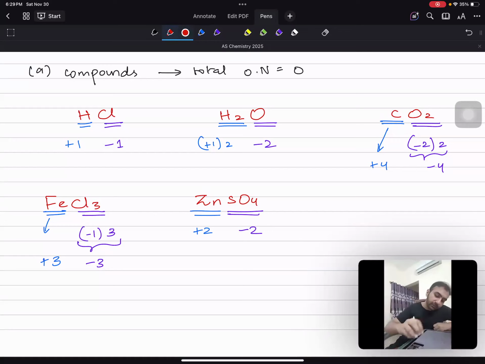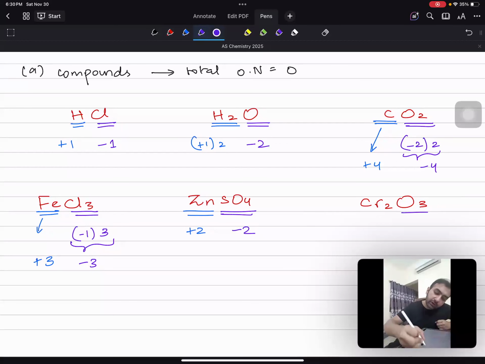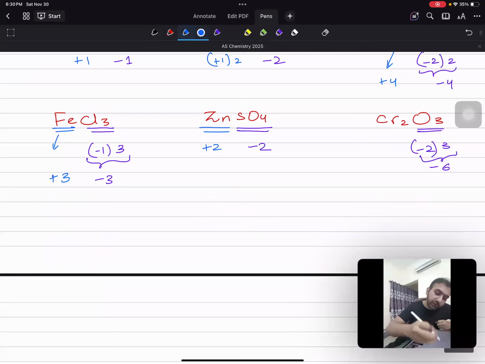Another example would be, let's suppose, Cr2O3. There are 2 chromium ions and there are 3 oxide ions. Now, we know this, that a single oxide is -2 and there are 3 of them, so that becomes -6. If that is the case, then the 2 chromiums should be +6. -6 is because of the oxides, +6 should be because of the 2 chromium ions.